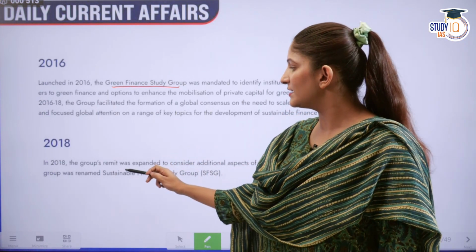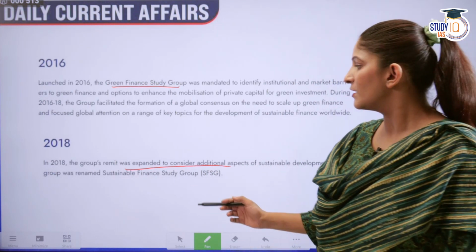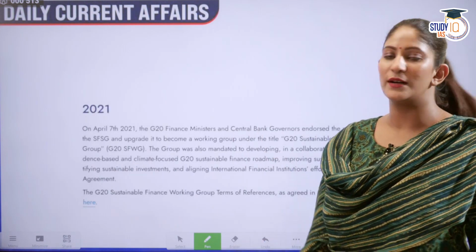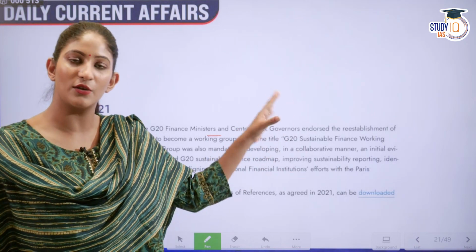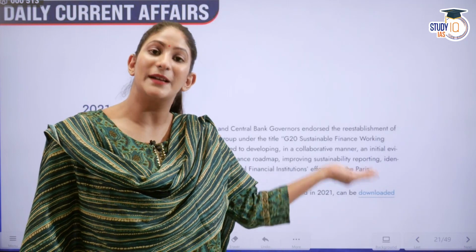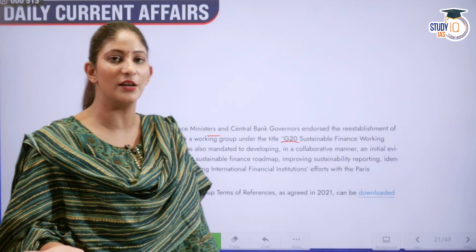In 2018, this group was expanded to consider the additional aspects of sustainable development goals. Okay, so this was renamed as Sustainable Finance Study Group. Then comes 2021. In 2021, the G20 finance ministers as well as the central bank governors talked about the re-establishment of the goals through another group. So this group was upgraded to the G20 Sustainable Finance Working Group, so that it can align its goals with the Paris Agreement and the Sustainable Development Goals as well.